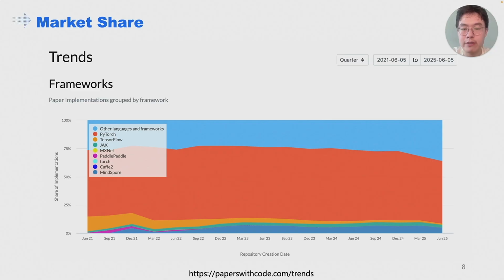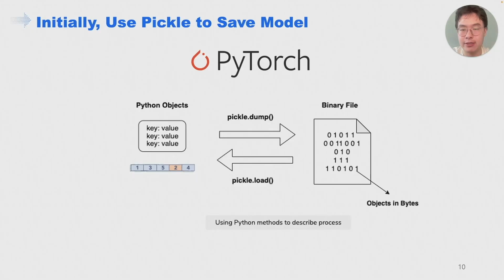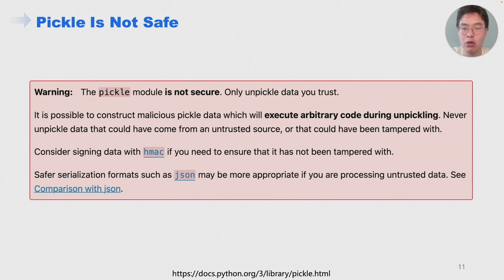So if someone can find some bugs in such a famous AI framework, that will be a really cool thing. Next, we come to the second part, where it all began. In the early days, PyTorch used pickle to load and save models for convenience. However, pickle is one of the most well-known security issues in Python, and in fact, the official Python documentation says that using pickle can be unsafe, especially when loading untrusted data.